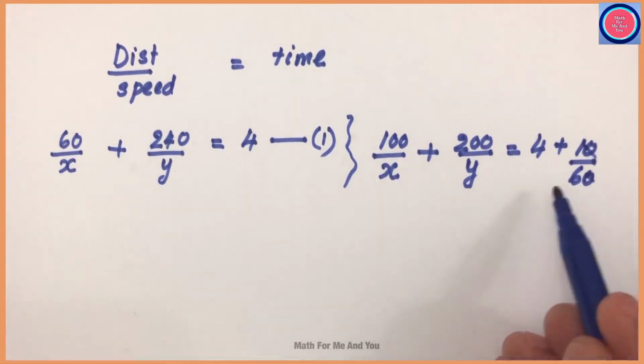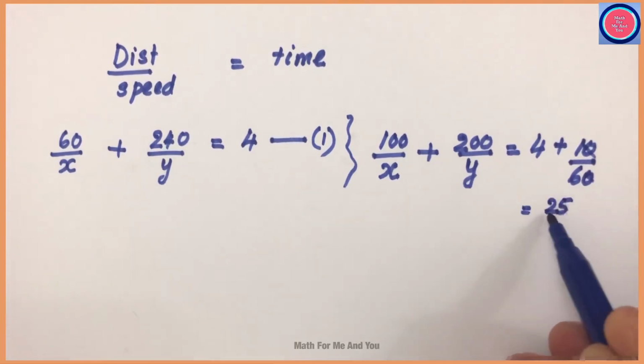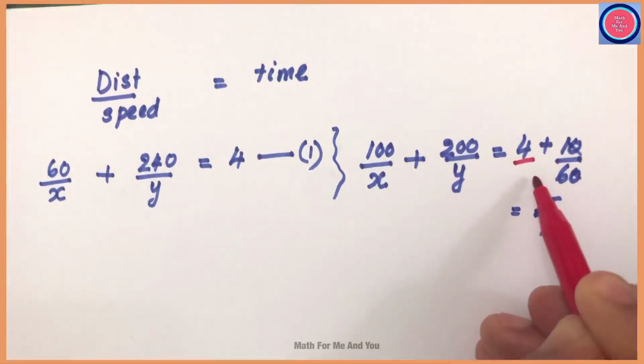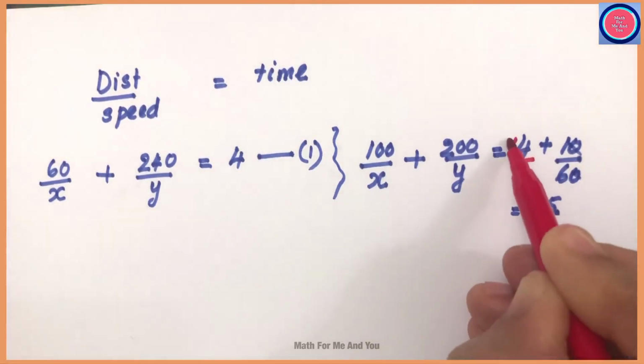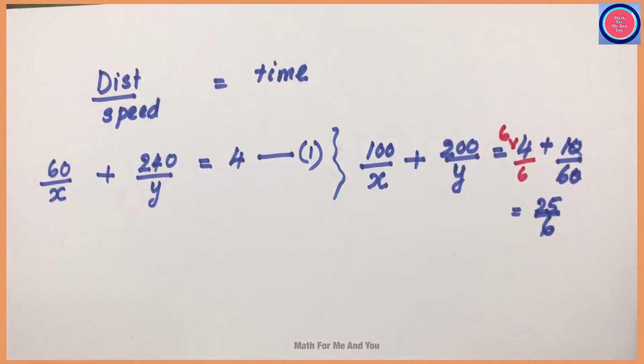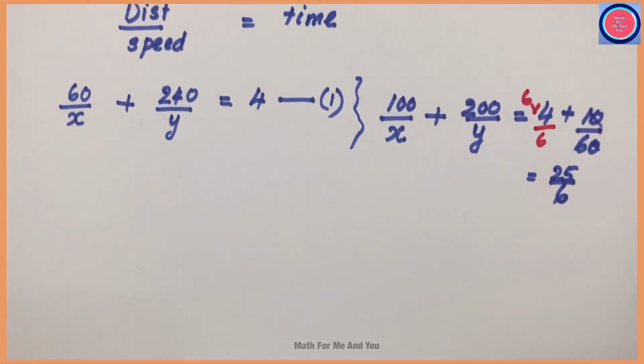How can we add this? Take 6 as common denominator. Then we get 25 over 6. How? 4 is a number with the denominator 1. If we want to add with 1 over 6, we will take the 4 also with the same denominator 6. That means write 6 in the denominator side, also write 6 in the numerator side. Multiply and divide with the 6. So 6 times 4, 24, plus 1, 25 in the numerator and 6 in the denominator side.